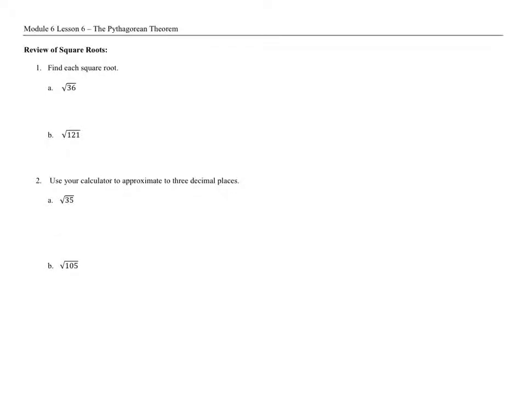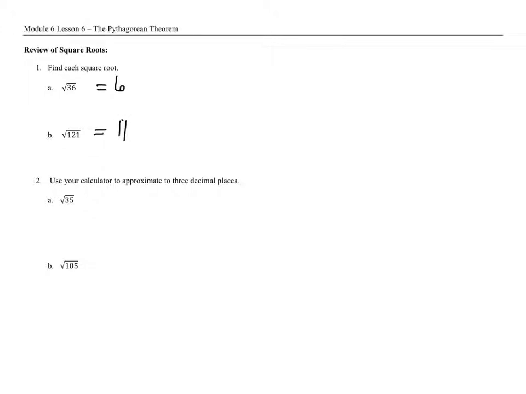Lesson 6 of Module 6 is the Pythagorean theorem. 2 more lessons to go. So we're going to find the square root of each one of these, and we know what they are. I need a number that I multiply by itself to get 36, and that number is 6. I need a number that when I multiply it by itself, I get 121, and that's 11.